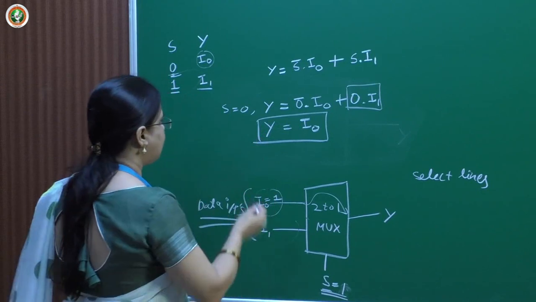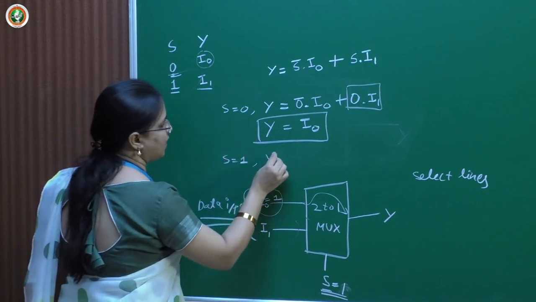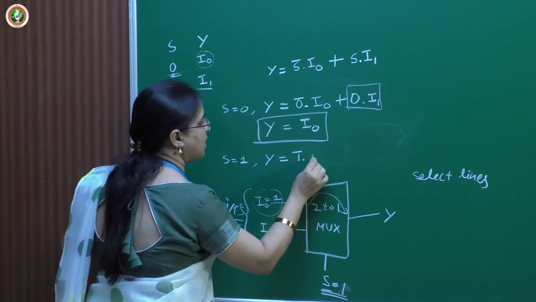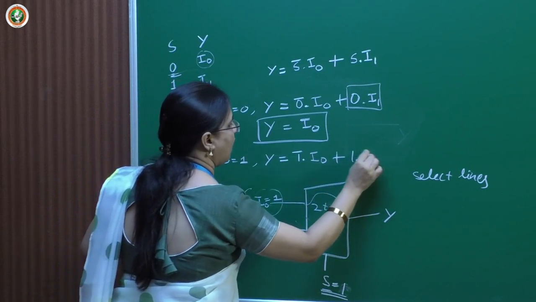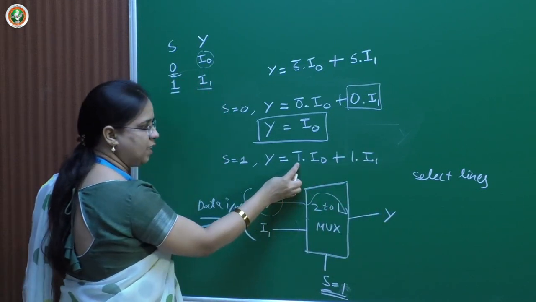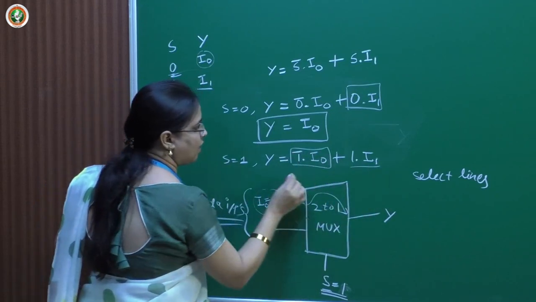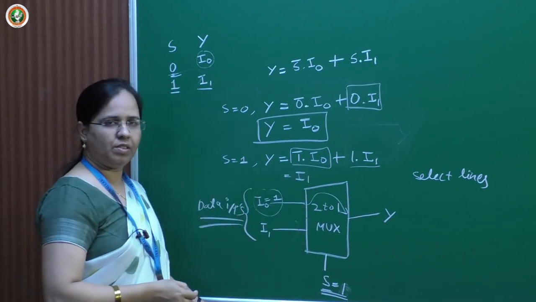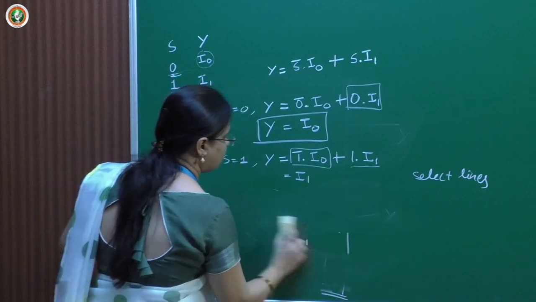Okay. So in a similar fashion, substitute S is equal to 1. When I substitute S is equal to 1, Y is equal to 1 dash I naught plus 1 into I 1. What will be 1 dash? 0. So again this term will go off. I am left with the term I 1. Okay, so Y is equal to I 1. So if S value is 1, the value that is selected is I 1.